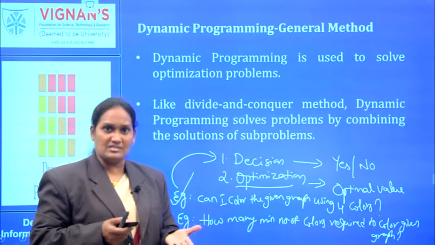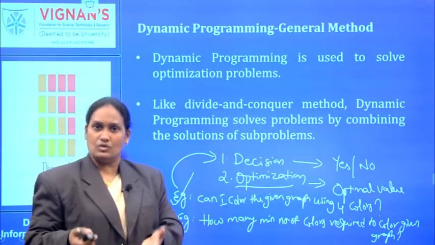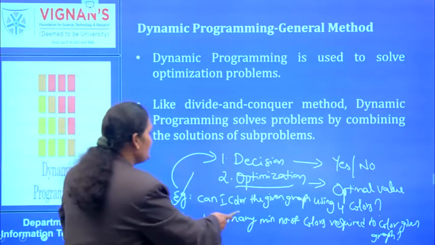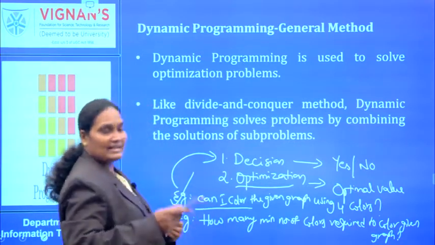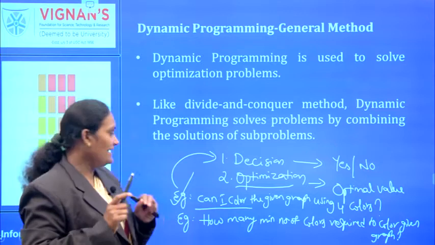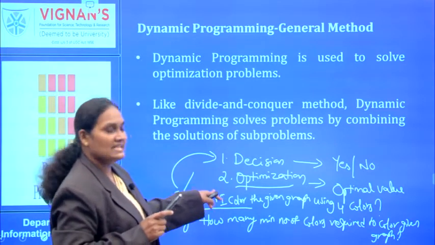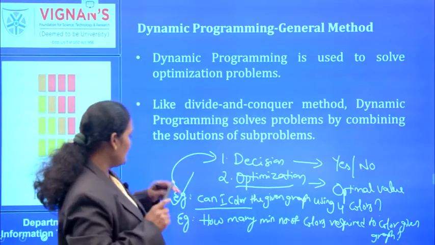If it is not possible, you can say the answer is no. That's why the answer for this question is either yes or no. That's why we are saying this is a decision problem. Let us see the second one.